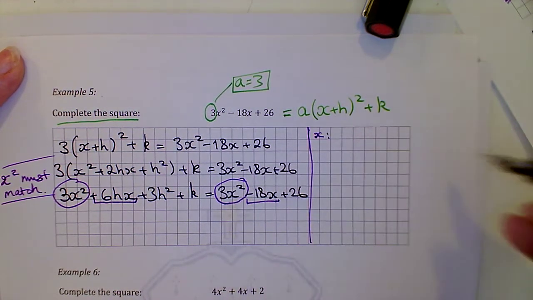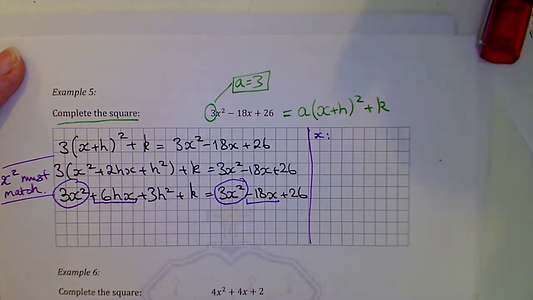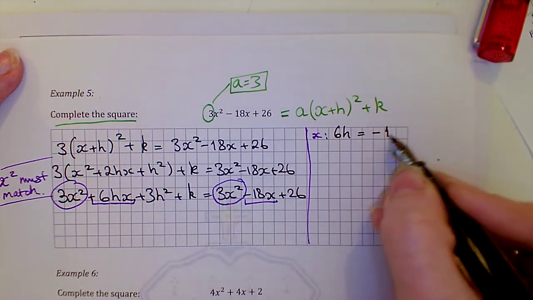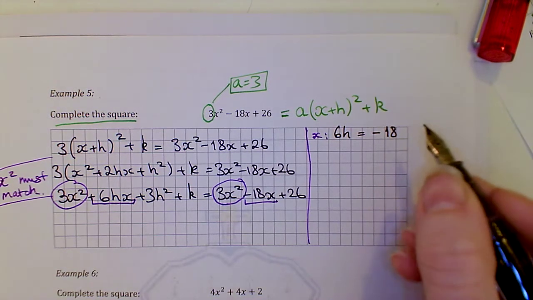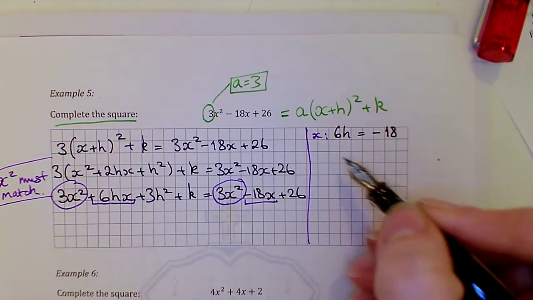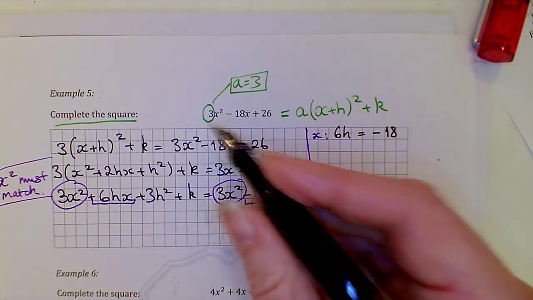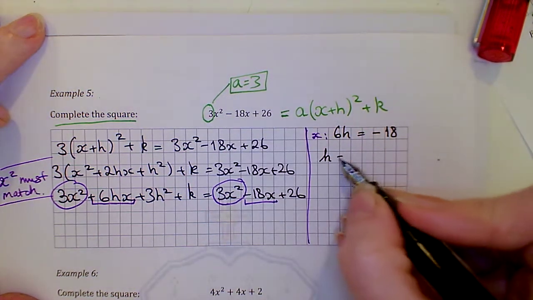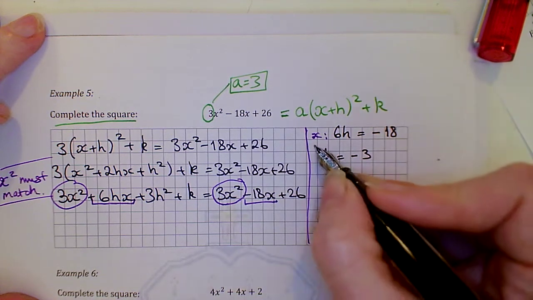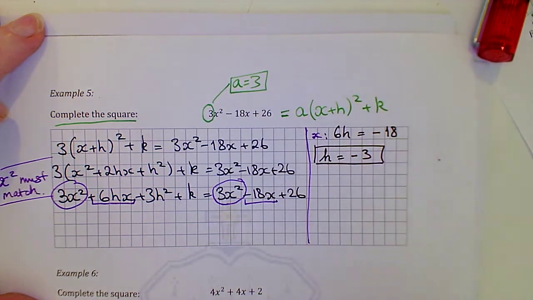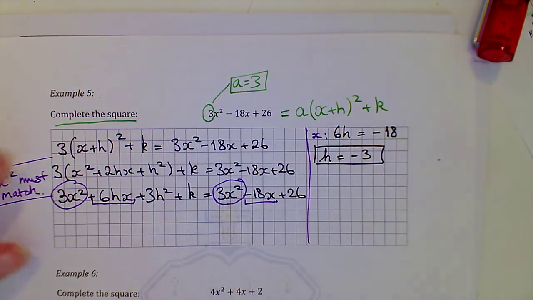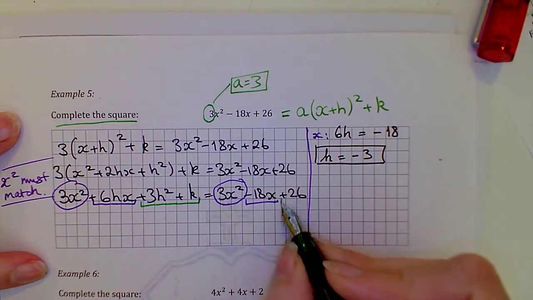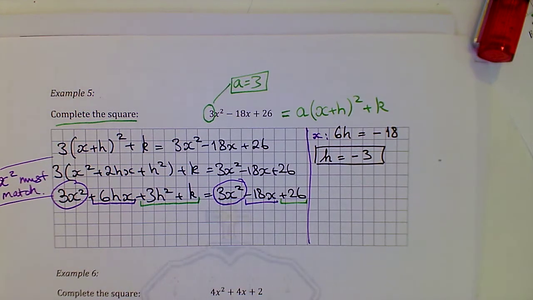So my x term gives me that 6h is equal to minus 18. So you can see previously we were always getting 2h here. Now the 2h is multiplied by whatever's in front of the x squared. So h is going to be minus 3. Minus 18 divided by 6 is minus 3. And then we do our constant terms, plus 3h squared plus k equal to 26.